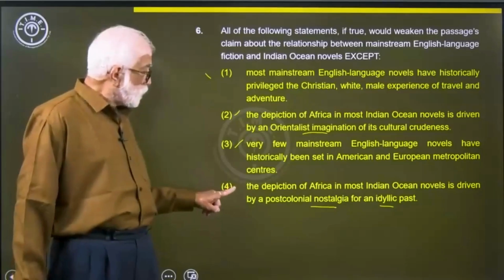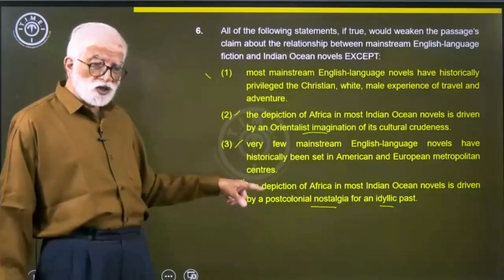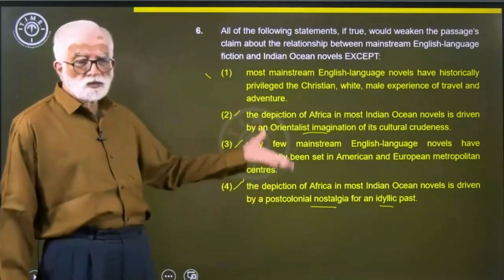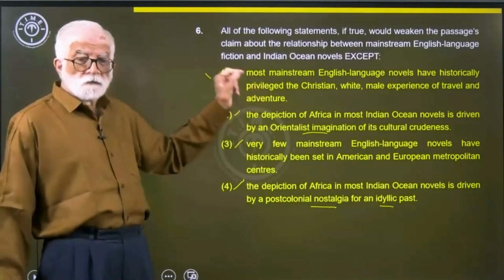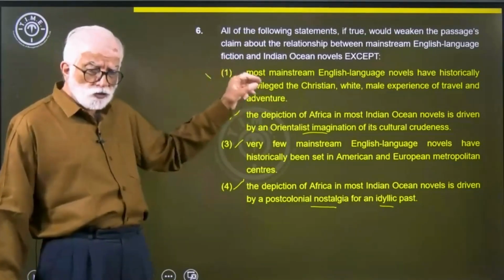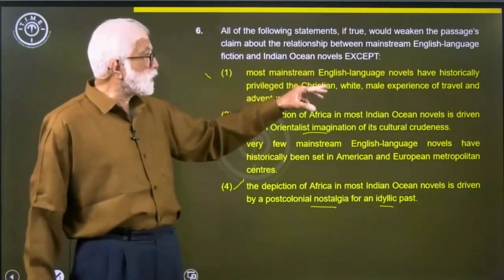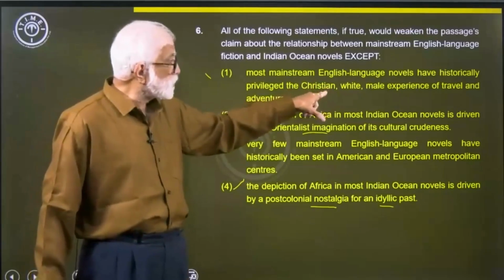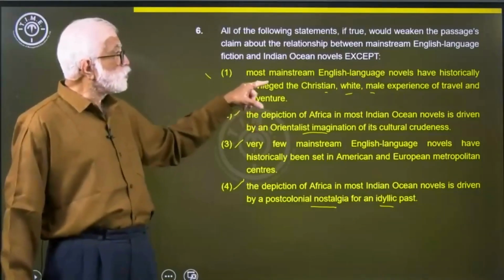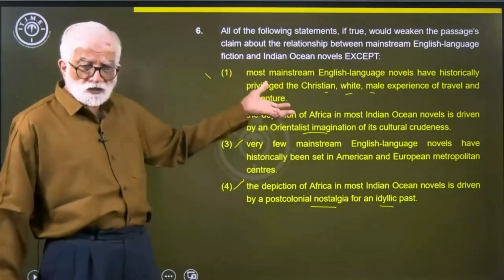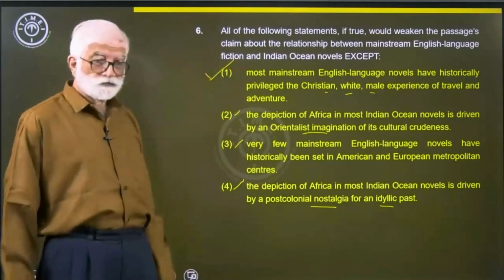But you realize we are looking at something where these 3 statements are counter to what the claim is, and if they are true, then the claim comes down. This one is not counter to what the claim is. This is what the claim actually is. The claim here is that while it doesn't talk about these areas, most mainstream English language novels have historically privileged the Christian white male experience of travel and adventure. That is what the passage tells us. So if it is true, it's what the passage says. So it doesn't weaken the passage's claim. So 1 does not weaken the passage's claim. Okay.